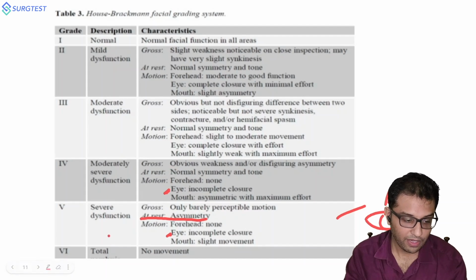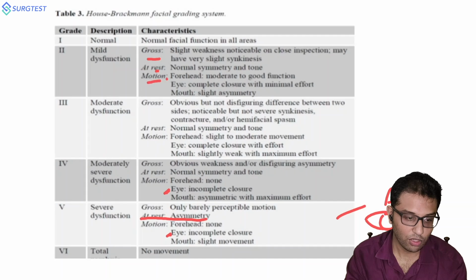So grade 1 is completely normal, and in grade 6 there are no movements at all. And also the components, you should remember that we see the gross component, we see symmetry and tone at rest, and we see motion of the forehead, eye, and mouth. And also you should remember that from grade 4 there is no motion in the forehead. Forehead motion goes from grade 4.